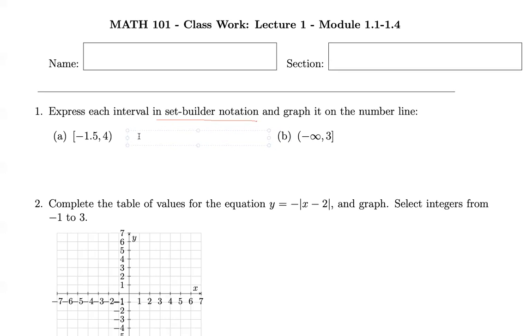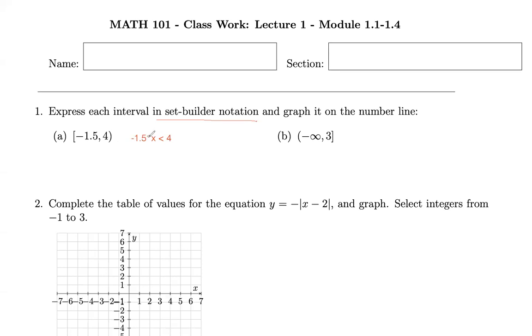So I'm going to do A. I'll leave B for you to finish. I'm going to use this letter. So start with negative 1.5, because we are including negative 1.5 in the solution set. So we need to have an equal sign. This means less than or equal to. Maybe I'm going to write an X in the middle, then less than 4. So let me write here.